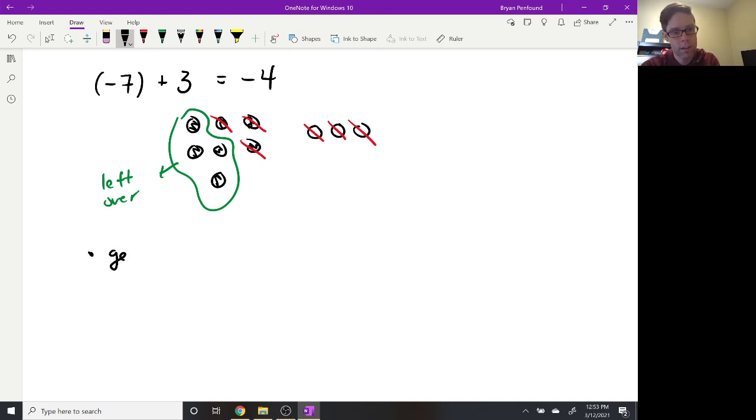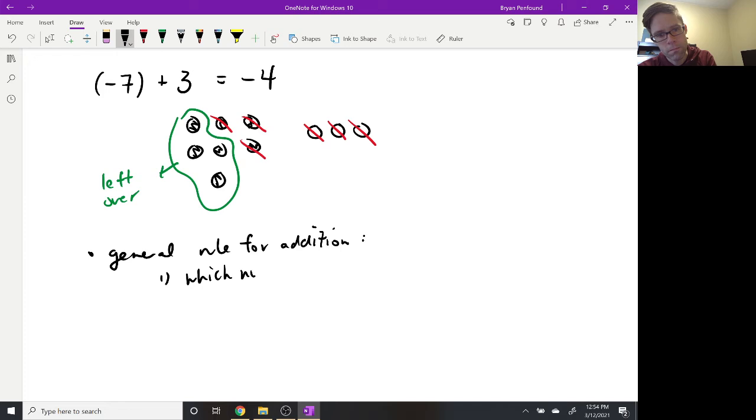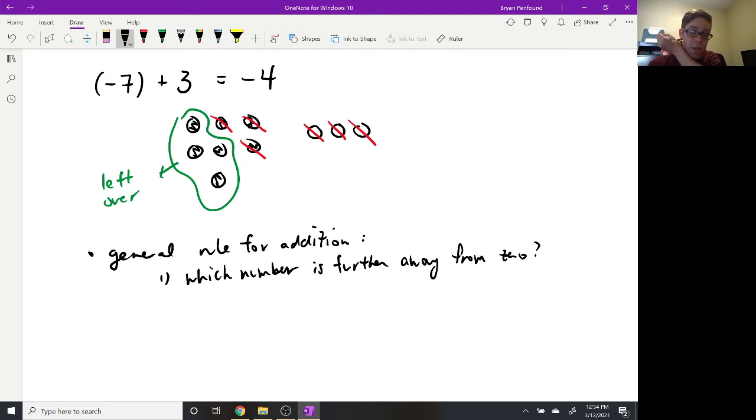But maybe it's worthwhile for us to jot that down. So the general rule for addition is, 1, we want to see which number is further away from 0. Okay, once you've decided which number is further away from 0, the sign of that number is going to be the sign that we have in our final answer.